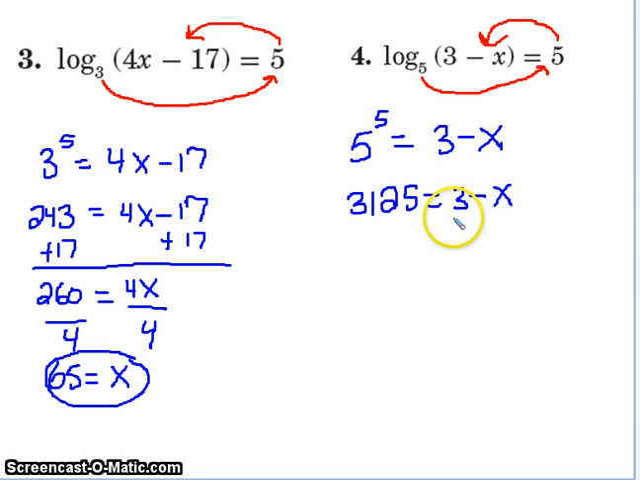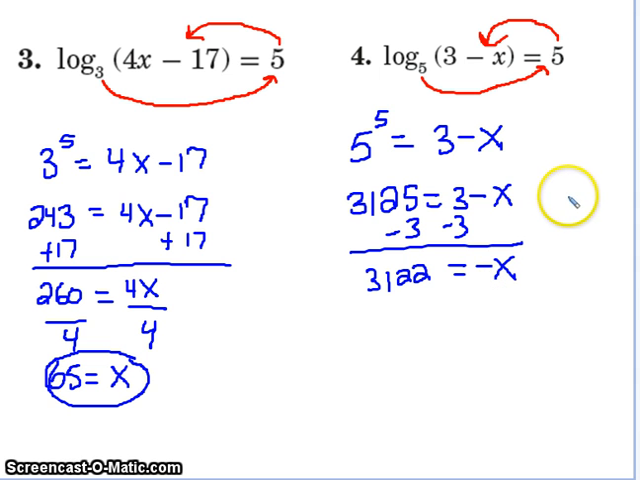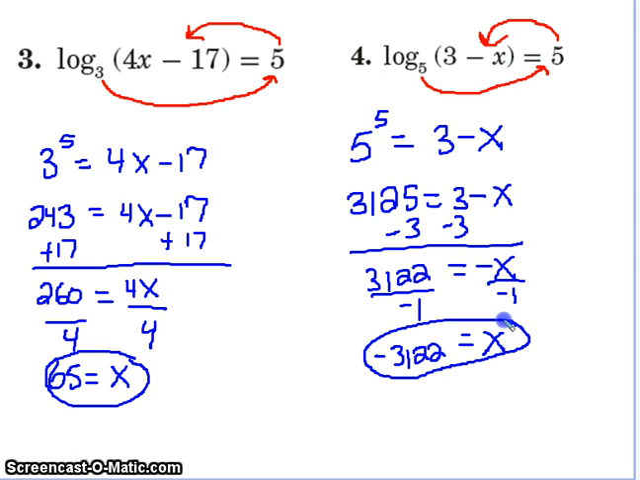Now at this point, we can subtract 3 from both sides, and that's going to give us 3,122 equals negative x. And then we are going to divide both sides by -1 in order to get just a positive x. And we get negative 3,122. Yay! Beautiful. And we should have checked it. 3 minus a negative 3,122 does give us that positive 3,125. So 5 to the 5th is going to be 3,125.